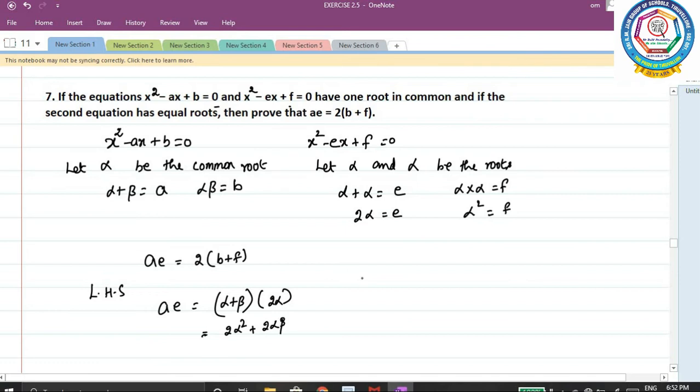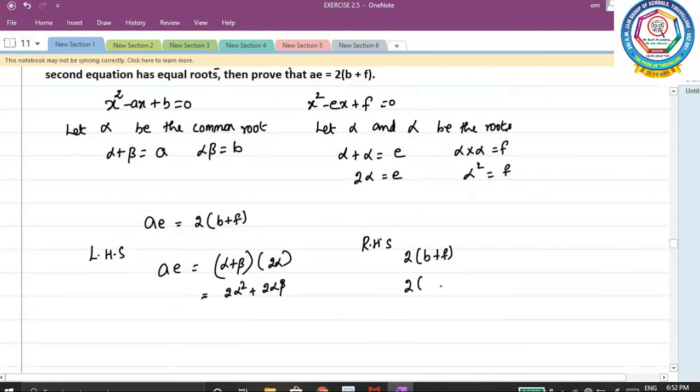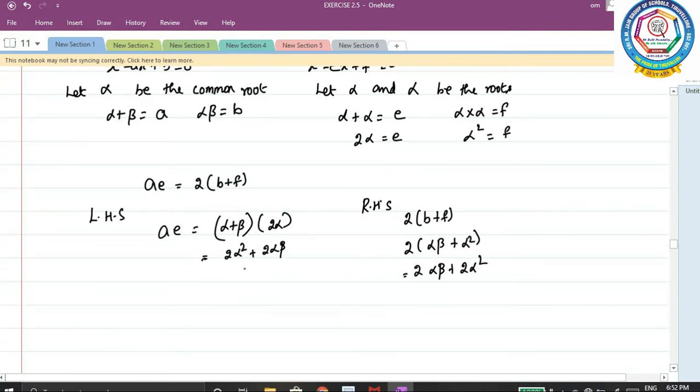Okay, next one. Here the right hand side. What is the right hand side? 2 into b plus f. So 2 into, what is b here? Alpha beta, plus f is alpha square. Here if I take 2 inside, 2 alpha beta plus 2 alpha square. Now we are checking left hand side equal to right hand side. Left hand side we are getting 2 alpha square plus 2 alpha beta. Then the right hand side, if we simplify, we get 2 alpha beta plus 2 alpha square. So hence proved.